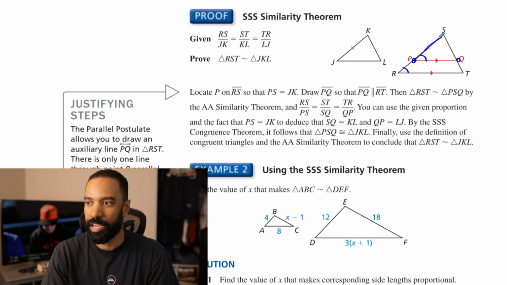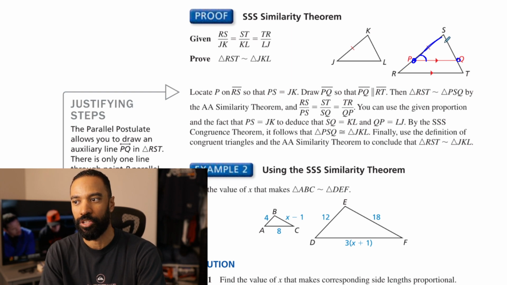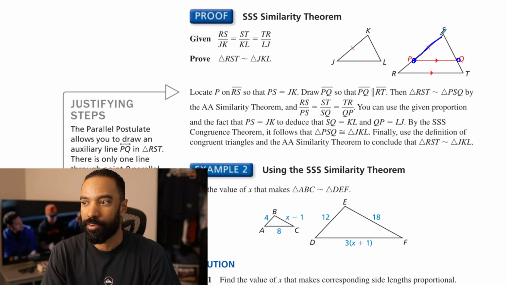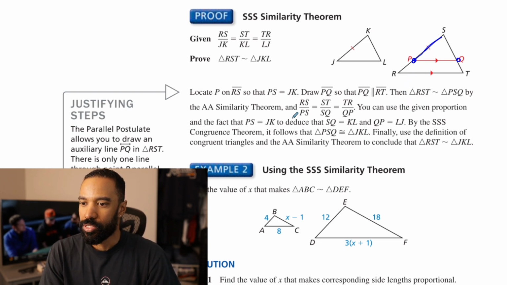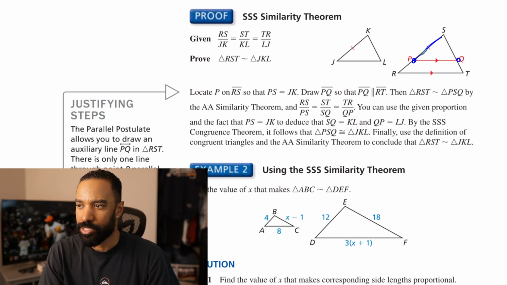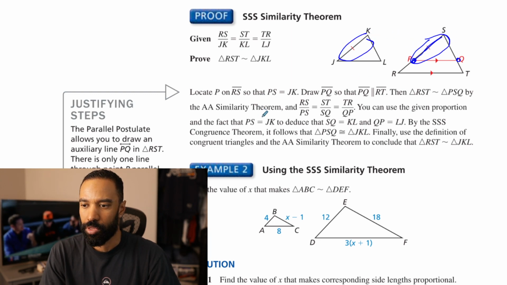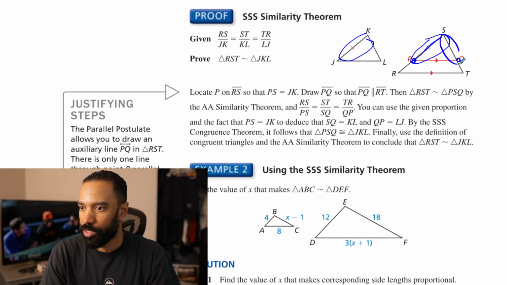So you can use angle because of what you've kind of seen before. Corresponding angles congruent here, reflexive property here. But once you've drawn them parallel, you've made them similar. Maybe they'll go the other way with this. But then you have a similarity ratio PS to RS, PQ to RT, and QS to TS. You can use the given proportion and the fact that PS is equal to JK. So those are equal, to deduce that SQ is equal to KL and QP is equal to JL.